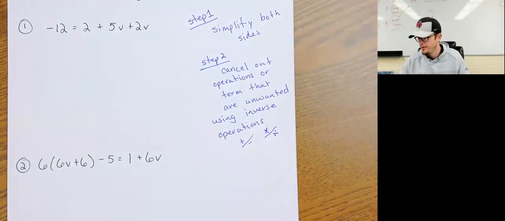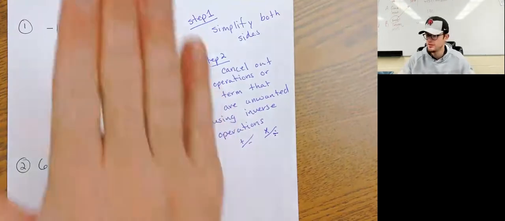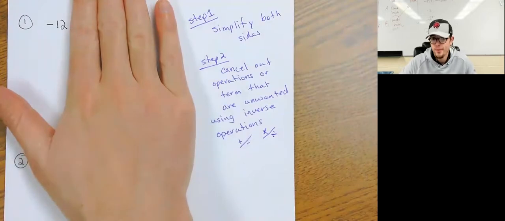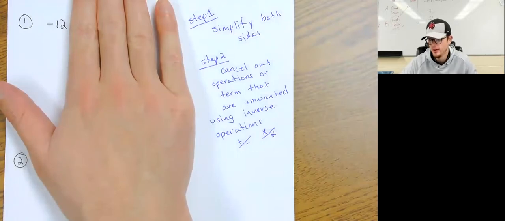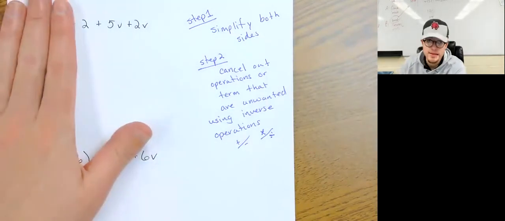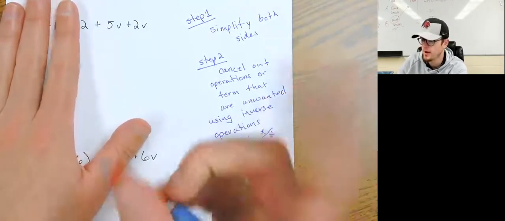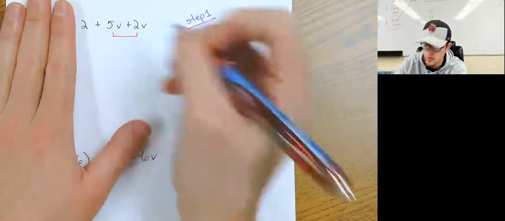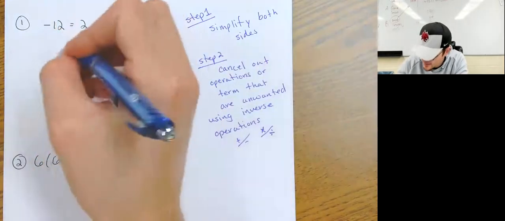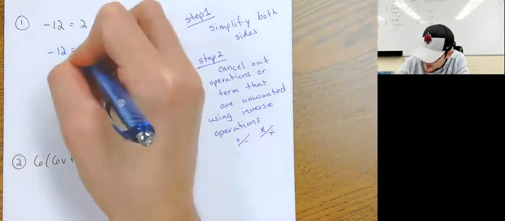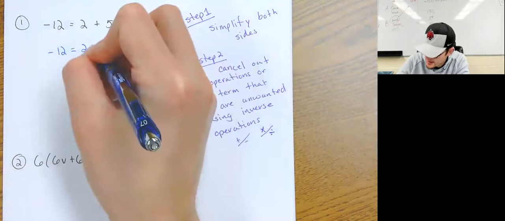So when I say simplify both sides, there's an equal sign, which means there's a left side and a right side. If I look at the left side of number one, that looks pretty darn simplified to me. It's just a negative 12. I can't do anything to it. But if I look at the right side, that's not simplified. There's only one thing I can do to make it simplified, and that would be to combine these two like terms. So if I combine those, I get negative 12 equals 2, 5v plus 2v is 7v.